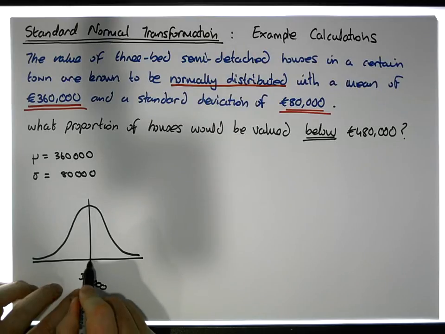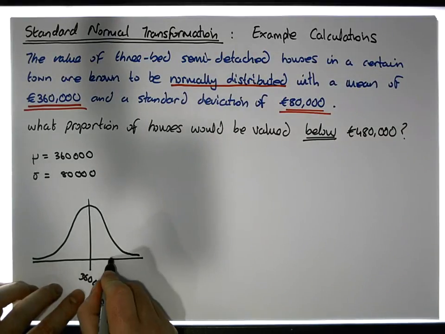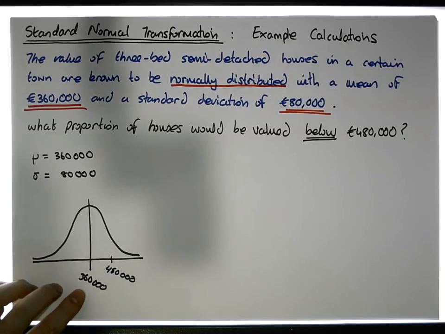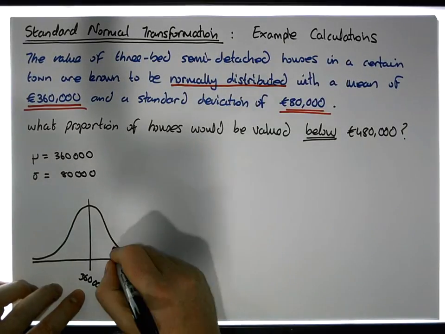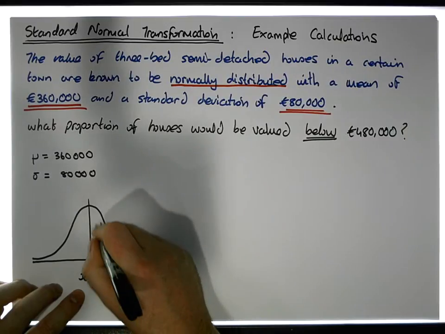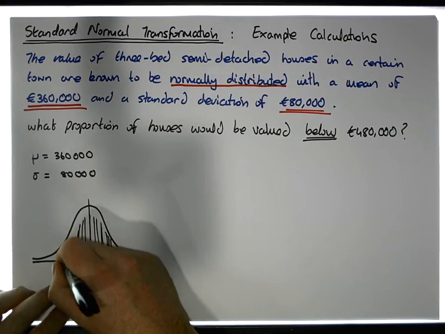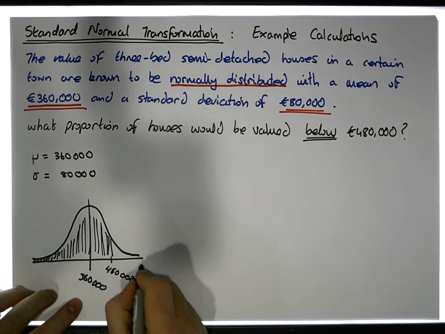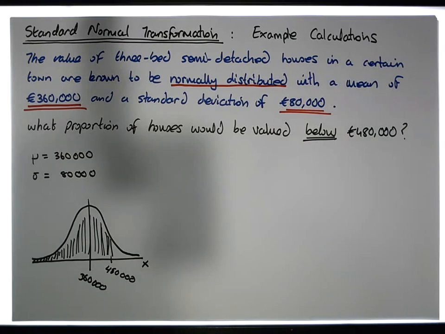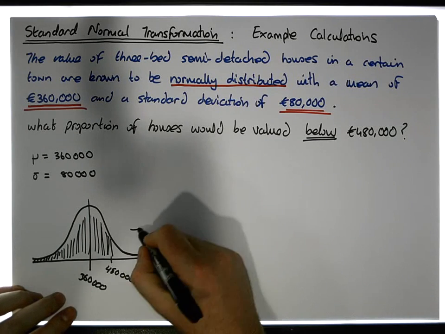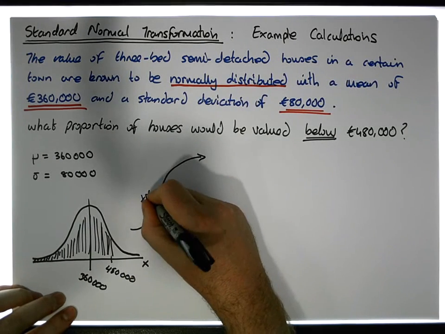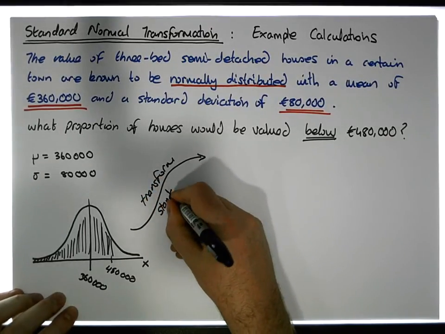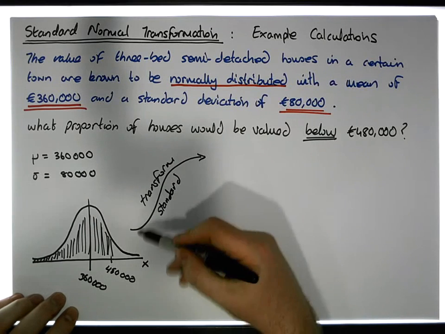Well, 480,000 is bigger than 360,000. It's over here somewhere. We're interested in house prices that are less than that, below it. So this question is asking us: can we calculate how much area is to the left-hand side of 480,000 euros with respect to house prices, x? We can do this, but we have to use the transformation. We have to transform this question into a question associated with the standard normal curve.